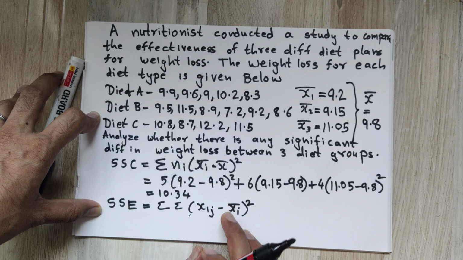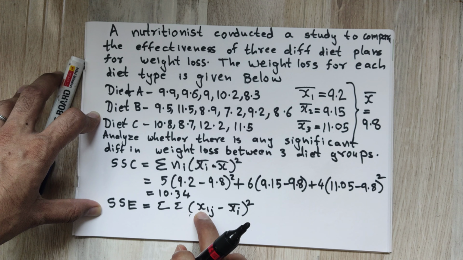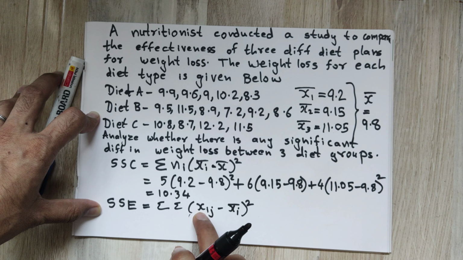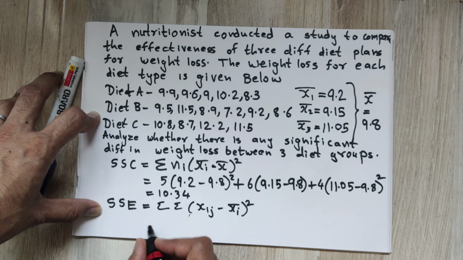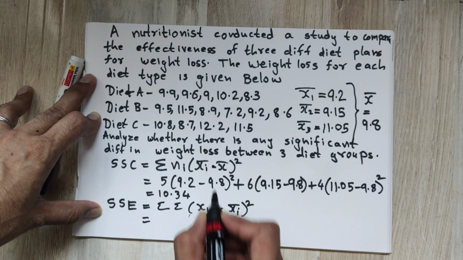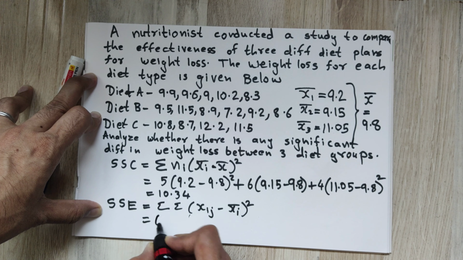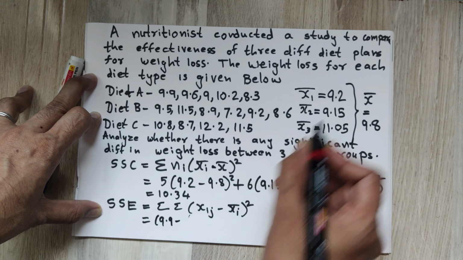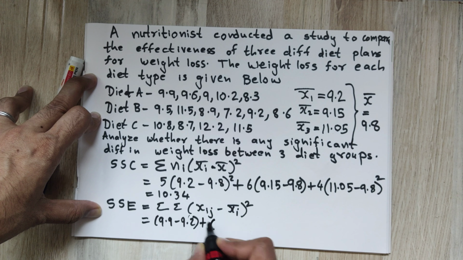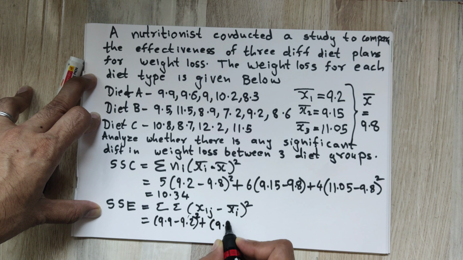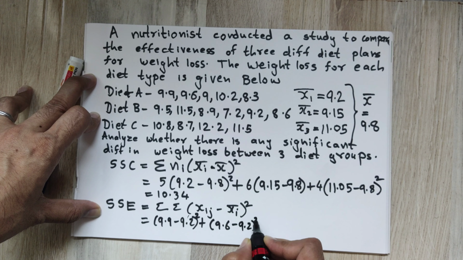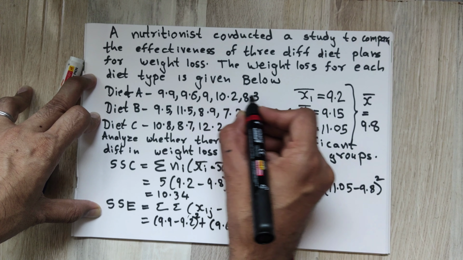So when we are calculating variation within the sample, each data point xij we will subtract from the sample mean. So we are checking the variation of the data point from the mean of the sample. For the first sample, we need to do this for each sample. First sample, the first data point, the value is 9.9 minus sample mean 9.2, square, plus the second point, 9.6 minus the sample mean 9.2. Similarly, we will do for all the points.